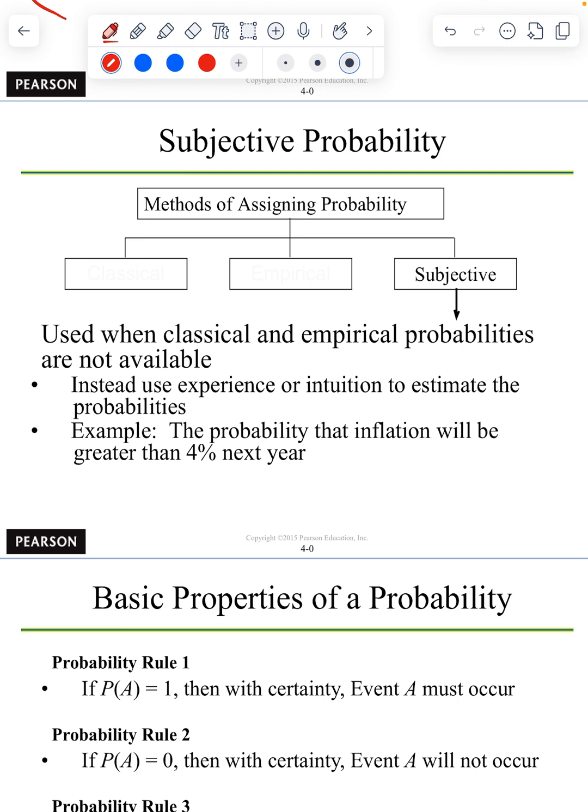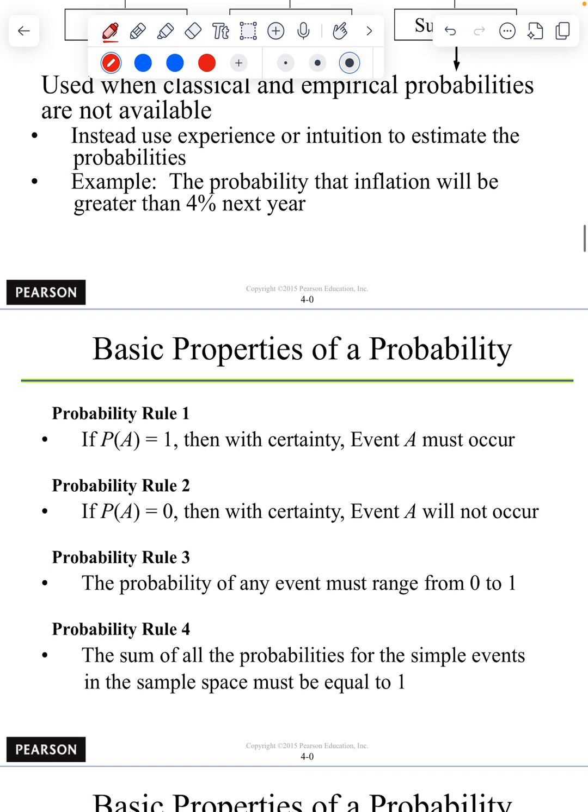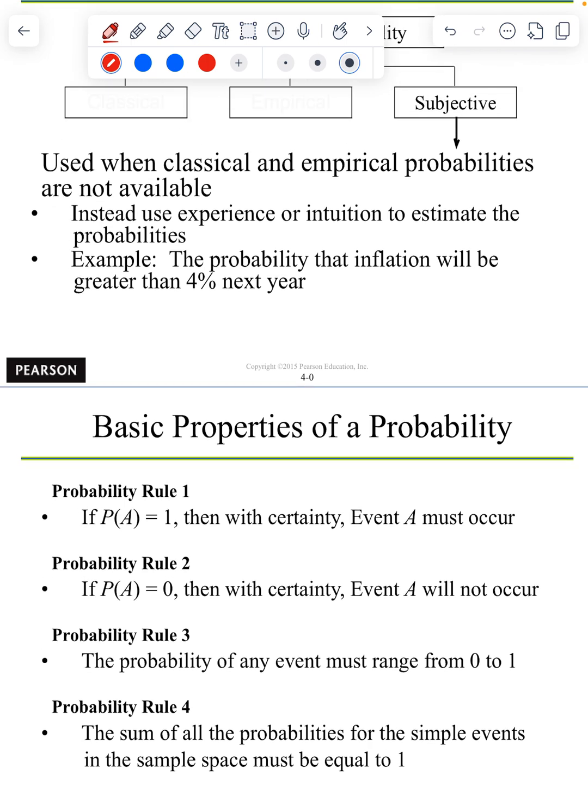So the third type is subjective probability. And with subjective probability, this is used when classical and empirical probabilities are not available. For example, what is the likelihood that home prices will come down next year? Or what's the probability that commercial real estate may crash next year? Or the probability of inflation coming down, or gas prices going up.